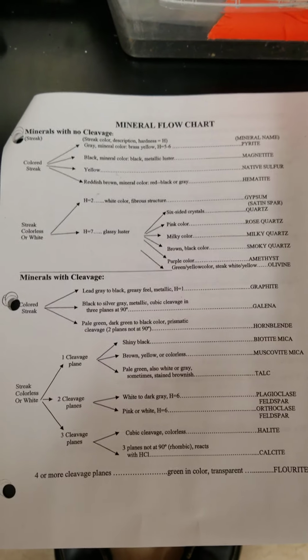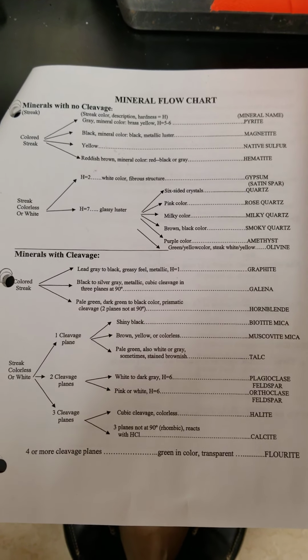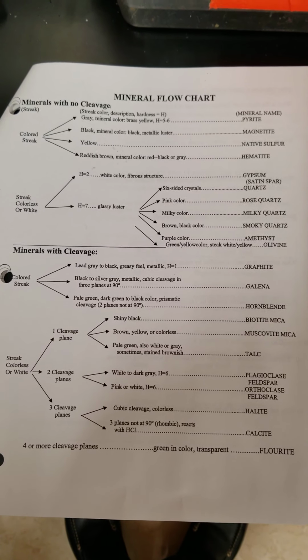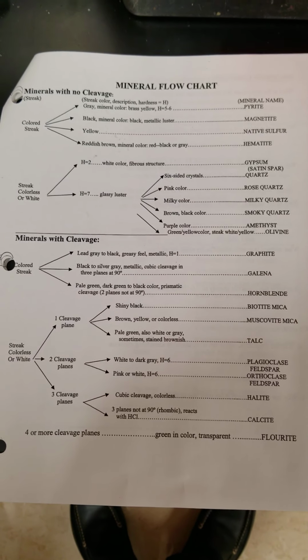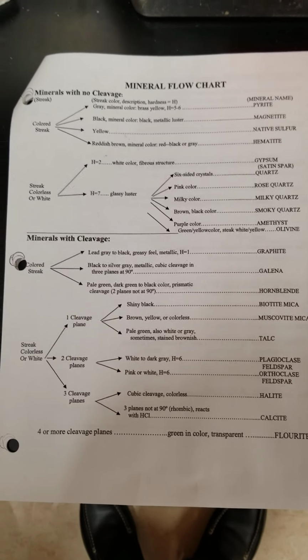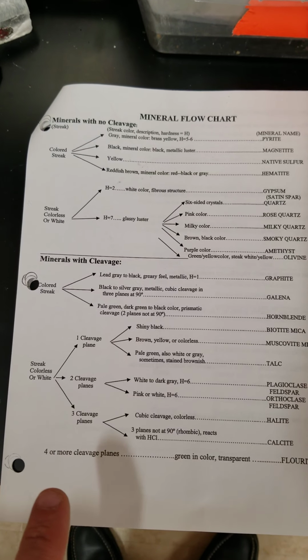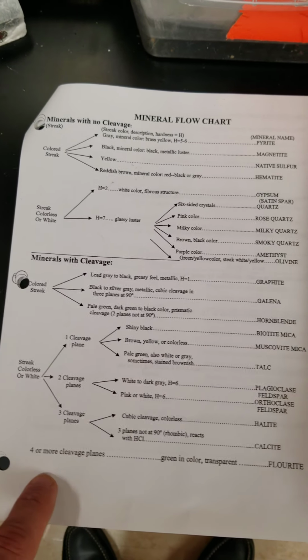You guys then have to use in the lab, it should be, if you scroll down, you'll find the mineral flow chart. This mineral flow chart will lead you to the answers, all right? But you have to get all the characteristics of the minerals first to get your answers. So don't just try to backwards look up the answers and then figure out the characteristics. Make sure you're actually doing the characteristics first, all right? And then come to this chart. I'll explain this again at the end of this lesson.